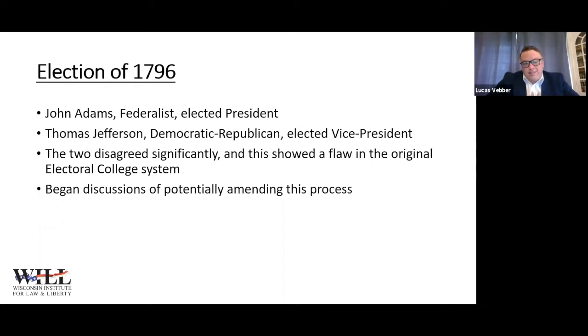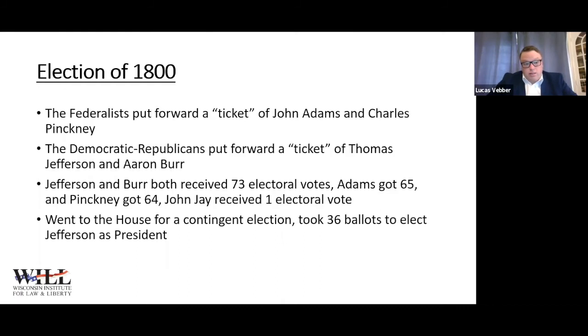When it came to the election of 1796, however, the third presidential election, John Adams, a Federalist, was elected president, receiving the most electoral votes. His political rival, or one of them, Thomas Jefferson, a Democratic Republican, was elected vice president. He received the second most electoral votes. It'd be like today if Donald Trump was president and Joe Biden was vice president. They simply didn't get along. They disagree significantly on policy. It really showed a flaw in the Electoral College system. It began discussions about potentially amending this process.